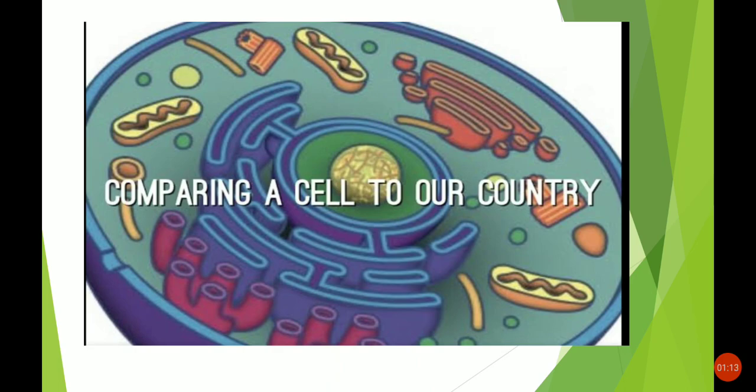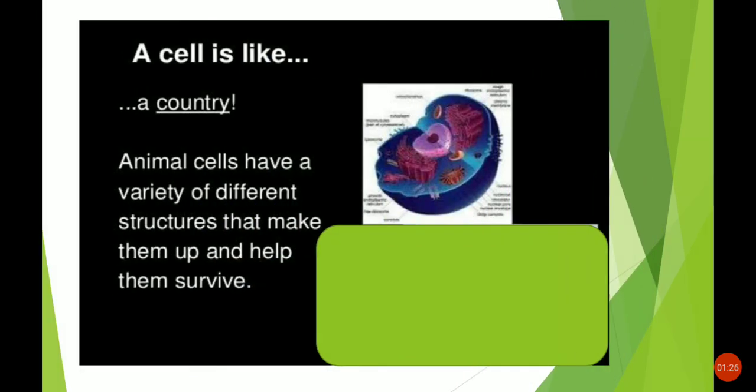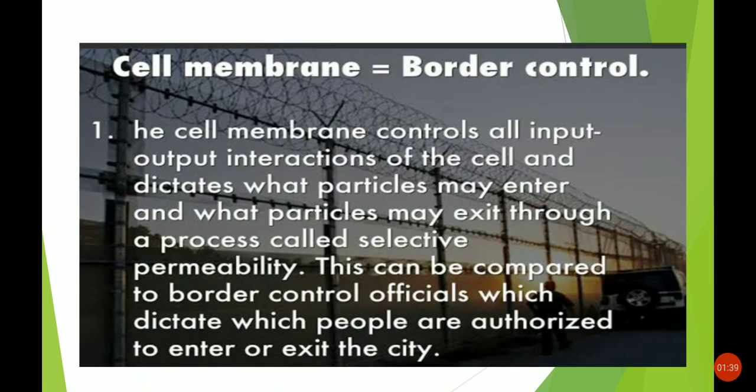So today we are going to learn about cell organelles. Comparing a cell to a country, a cell is like a country. Animal cells have a variety of different structures that make them up and help them survive. So let us compare the cell membrane to the border control.